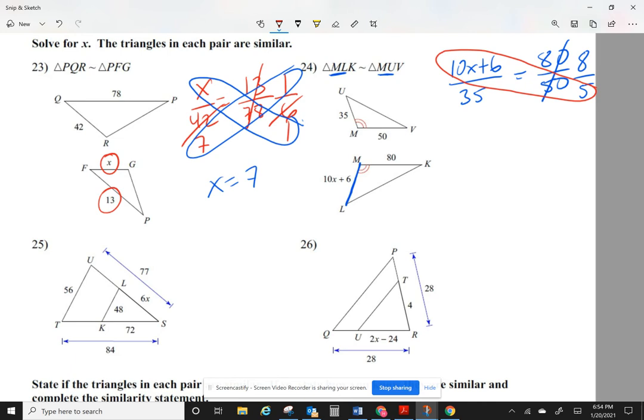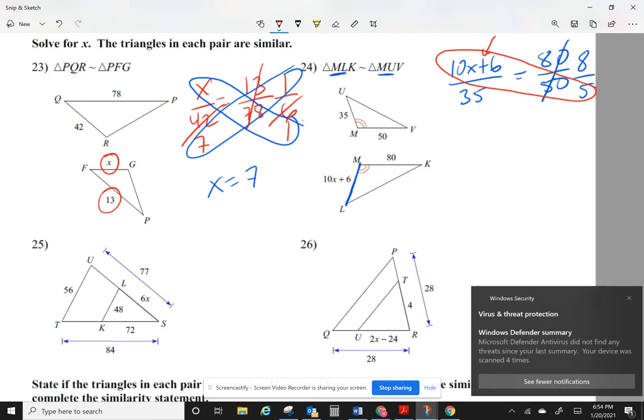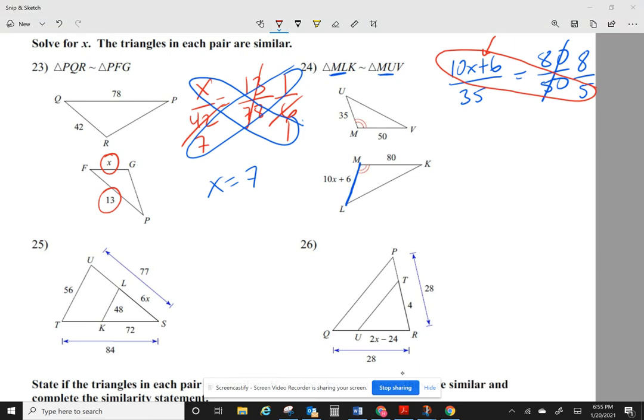Because there's a plus sign, the 5, the number that is by itself, I'm going to multiply it 5 times 10 and 5 times 6. So that gives me 50x plus 30. So multiply the 5 to both sides, now 35 times 8. That is 280.